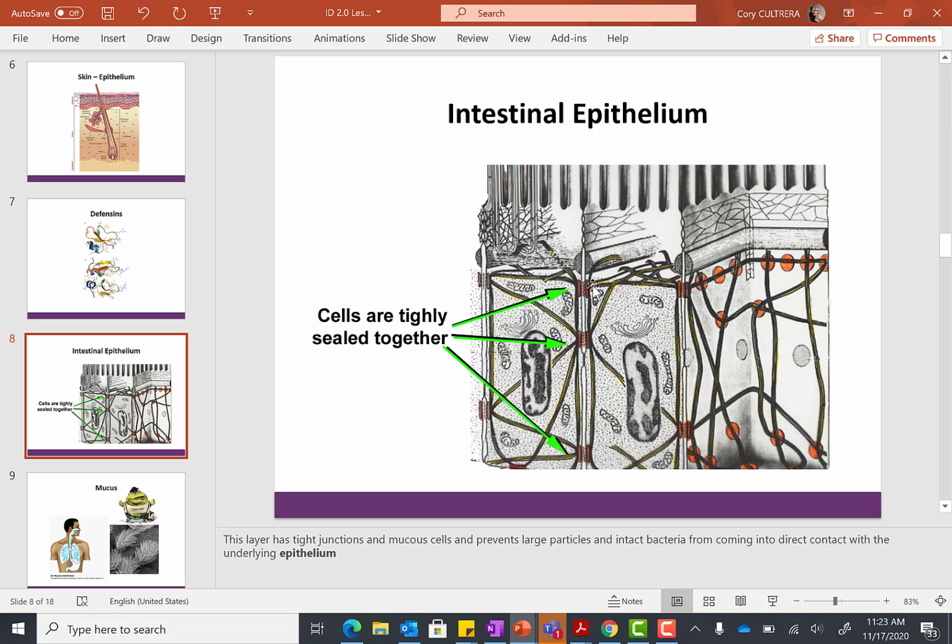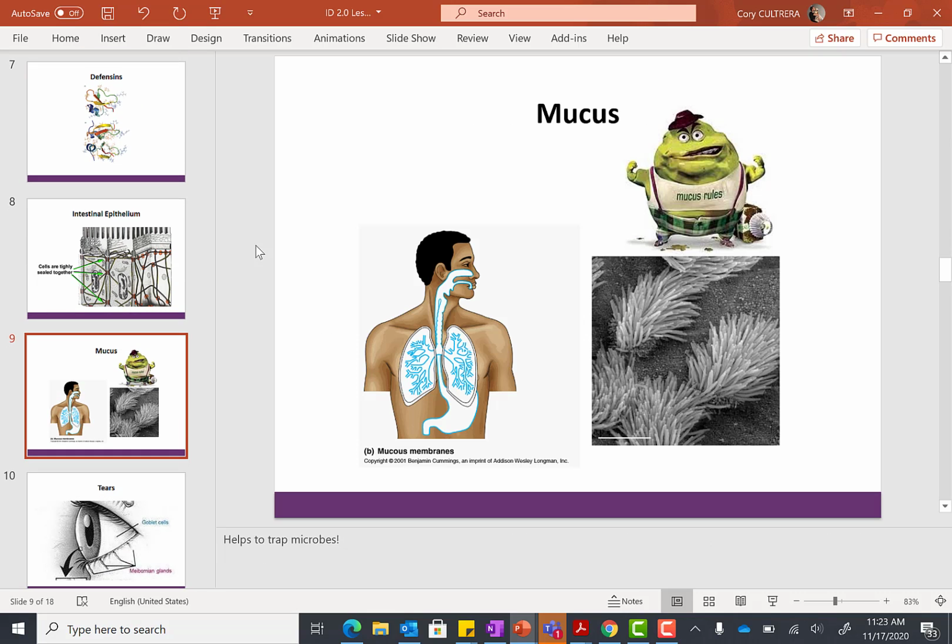So you can see here that these intestinal cells are sealed really tight together by these tight junctions. There's also going to be mucus that's produced in these cells that helps to trap and prevent these microorganisms from getting into our bloodstream. So that's a really important internal layer of protection as well.